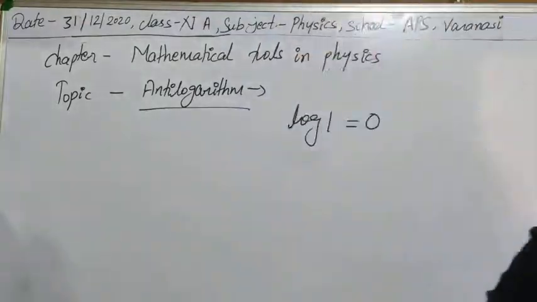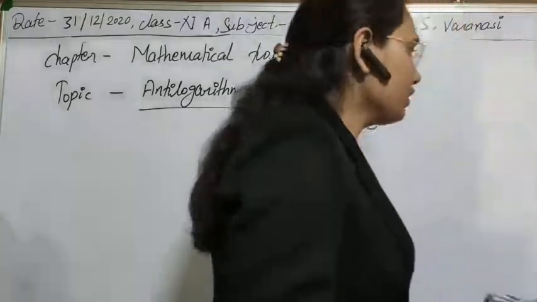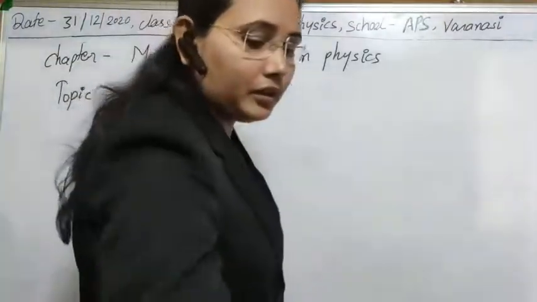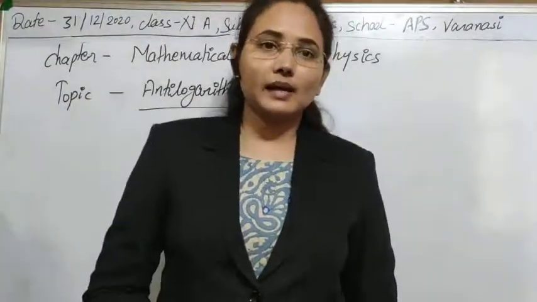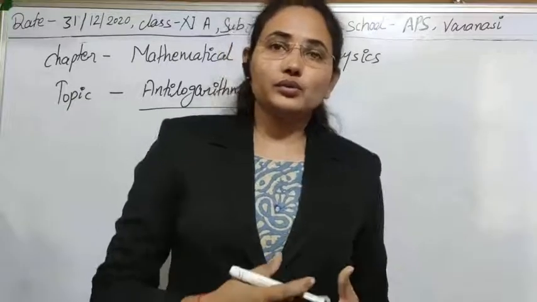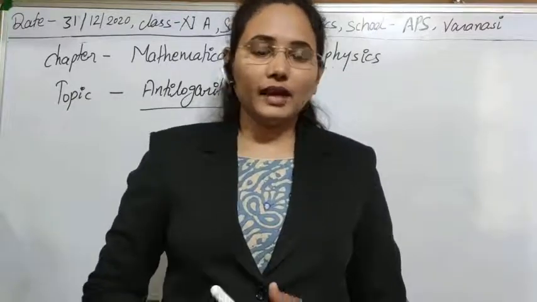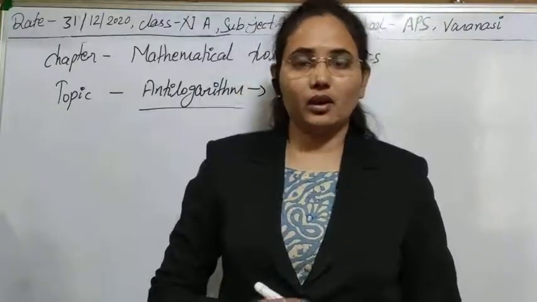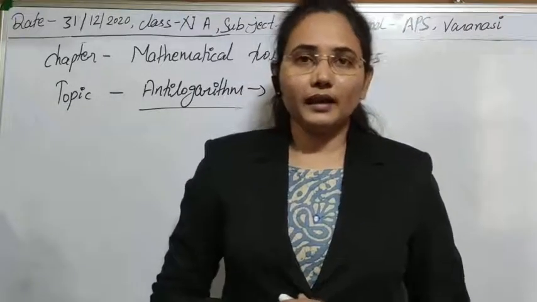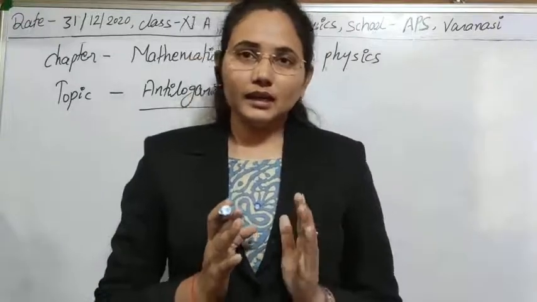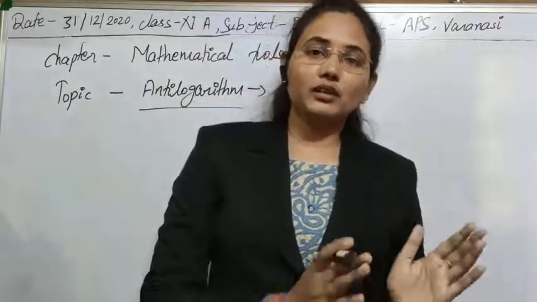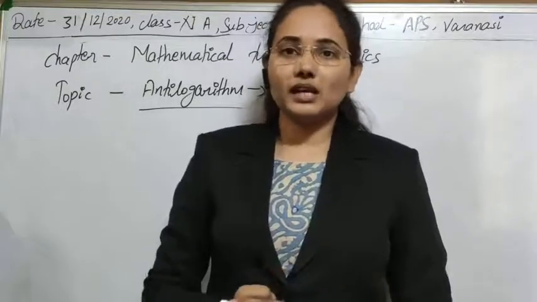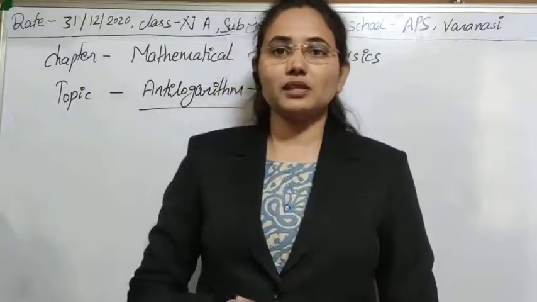Just a second guys. If this process is clear, let's see how to use it. While calculating the characteristic and mantissa of a log value, you have seen that there are two parts, the integral part and the decimal part. The integral part is known as the characteristic, and the decimal part is known as the mantissa.